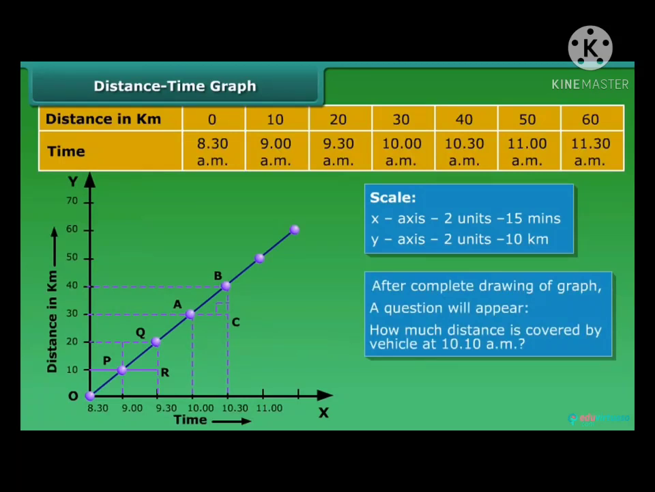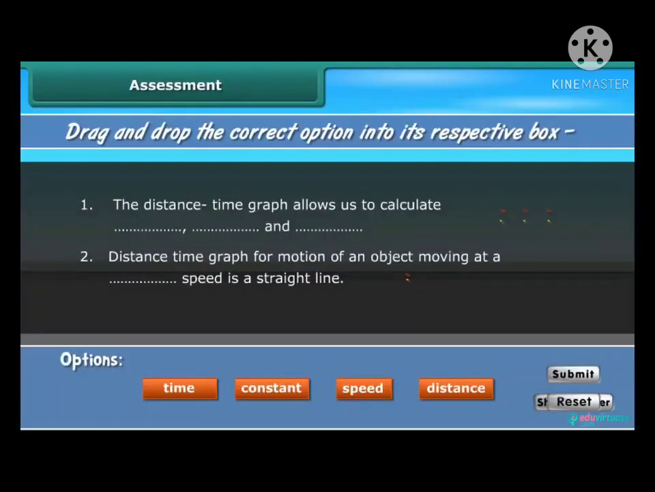Join all the points on the graph to get a linear distance-time graph, which shows that the vehicle is moving at a constant speed. From this graph, we can calculate the distance covered by vehicle at a particular moment. We can calculate the time at a particular distance from the starting point. In the same way, we can calculate speed also. Fill in the blanks with the correct answers.